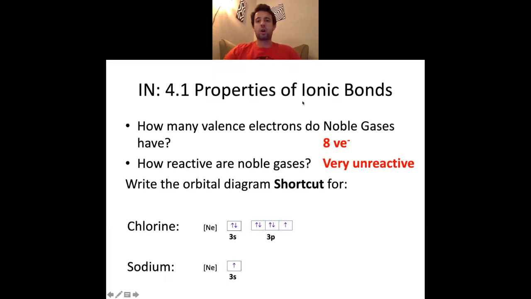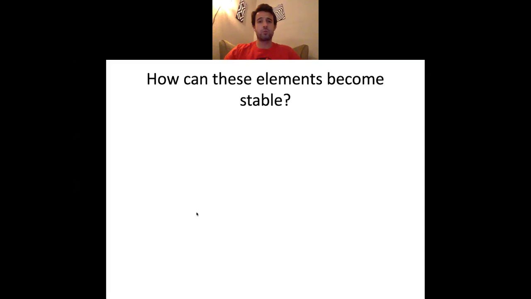What we're going to be talking about are ionic bonds. Ionic bonds form when atoms like chlorine and sodium either gain electrons or lose electrons. So that's a little preview of how it happens and what it becomes. Let's go ahead and continue on.